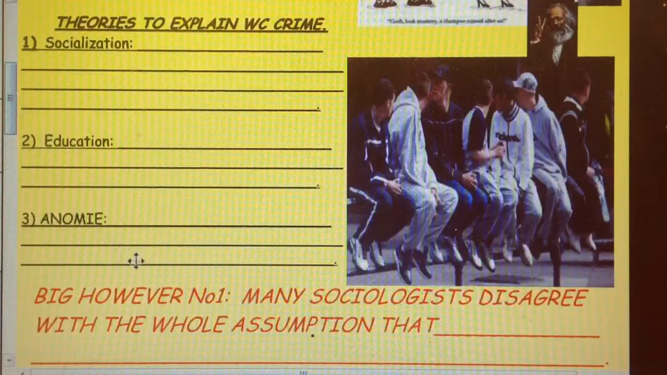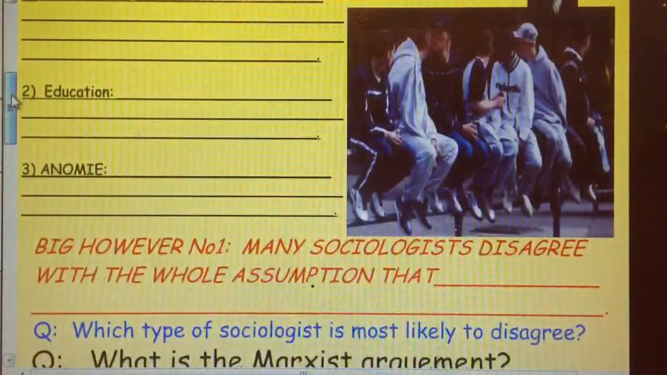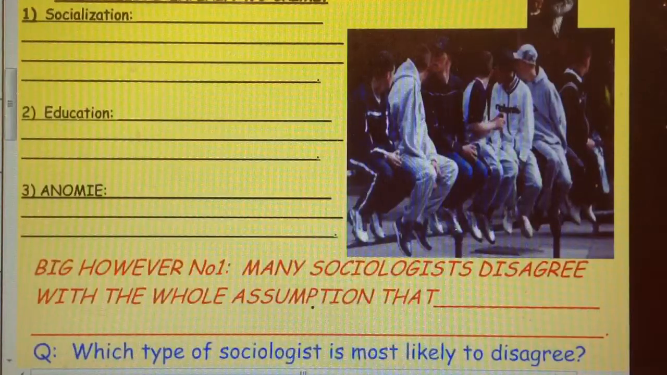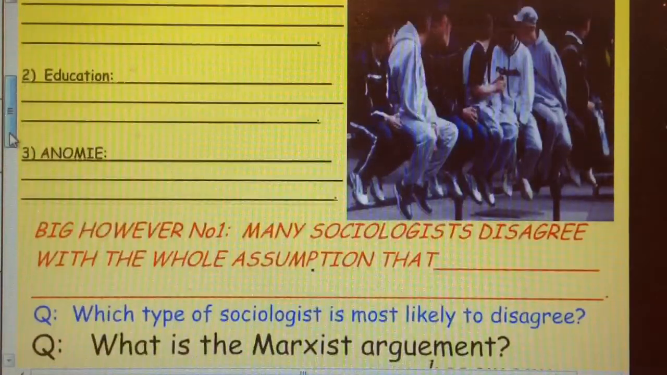However, big however, many sociologists agree with the whole assumption that the working class commit more crime than the middle class. Some people disagree with that. Who disagrees with that? What type of sociologist? Come on. Which type of sociologist says, nope, I don't agree that the problem is working class crime? Well, of course, it is Marxists.